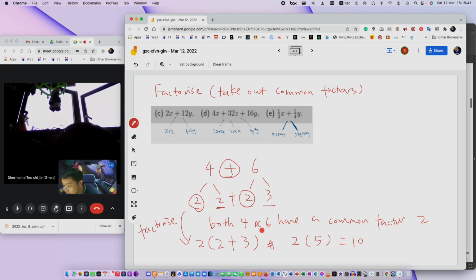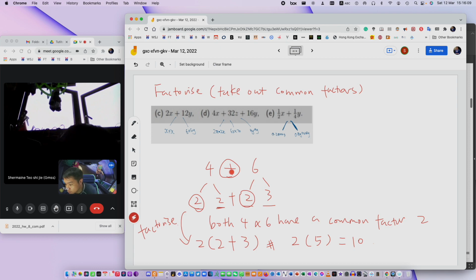What have I done? I take out the common factor 2 from here. Once I take out the 2 from the 4, 2 is left. That's why I write 2 here. Plus in between. I take out the 2 from the 6, I got 3 left. That's why I write 3. Are you clear? Okay, good.